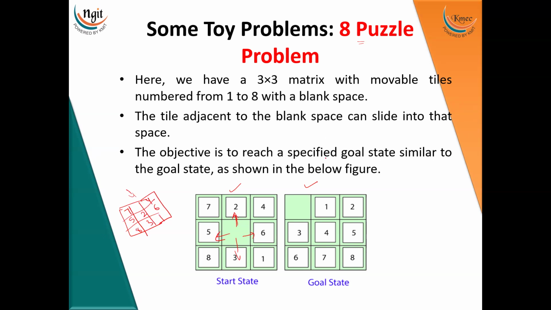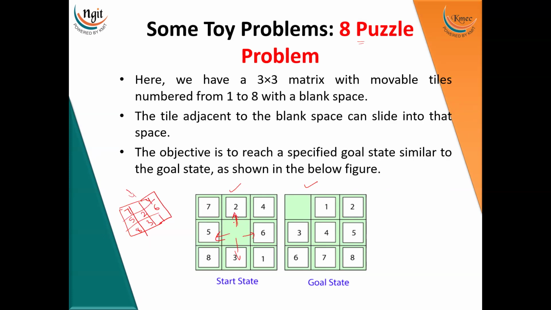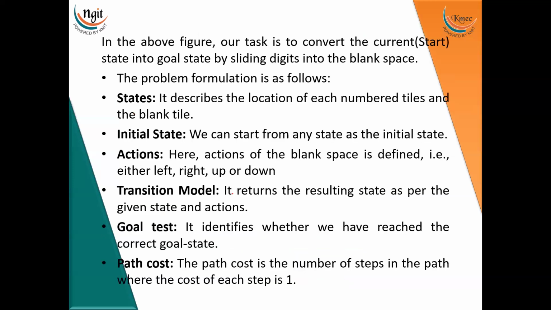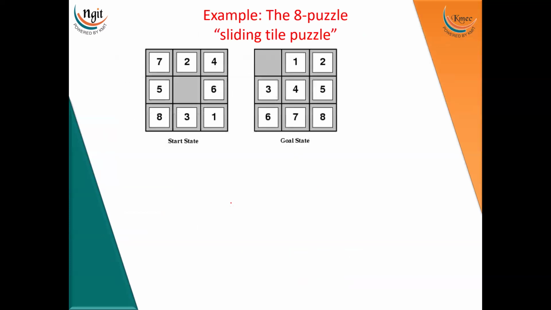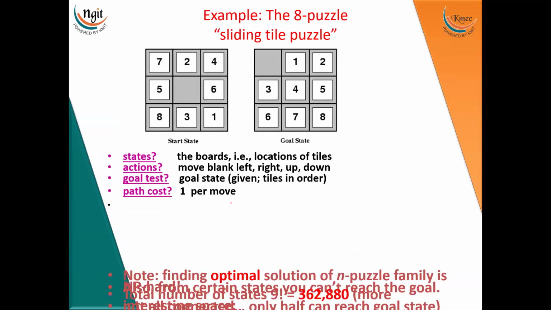The goal state we have already described. This is the goal state. And path cost. Each time we take an action, we move only one tile, not 2 or 3 tiles at a time. So the path cost is only one tile for each action. The path cost for this particular 8 puzzle problem is 1. See here the same thing: the states, actions, goal test, and path cost is 1 per move.